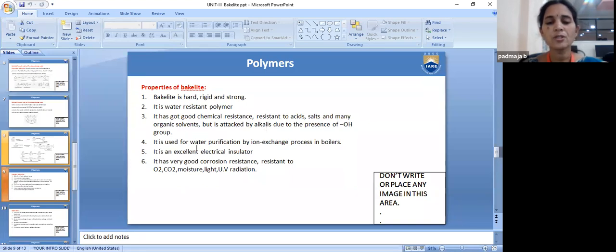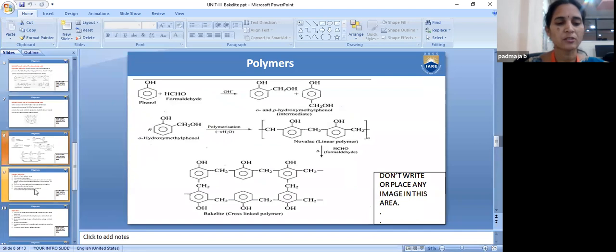It is used for water purification. Polymers are used for water purification as anion exchangers and cation exchangers. This Bakelite, we use as an anion exchanger. It is used for water purification by the ion exchange process in boilers, because it has the functional group OH.